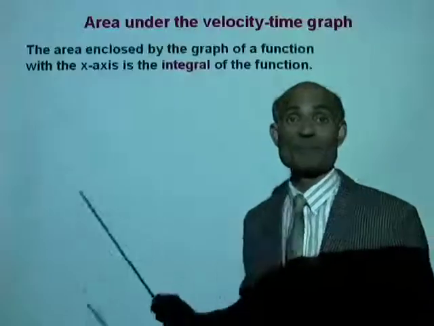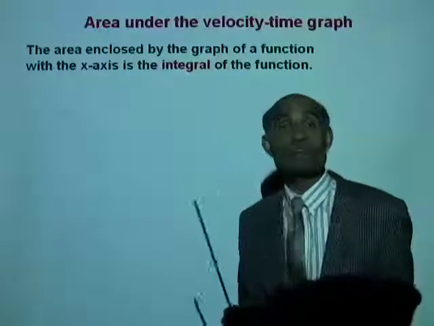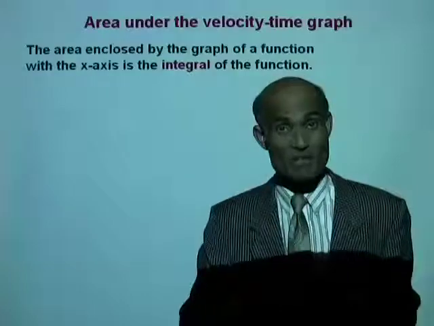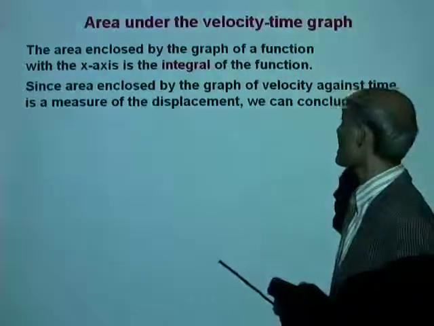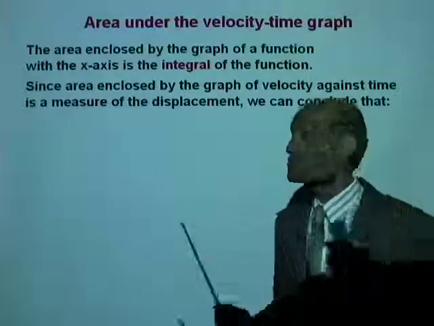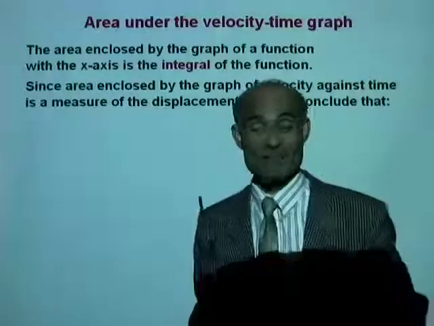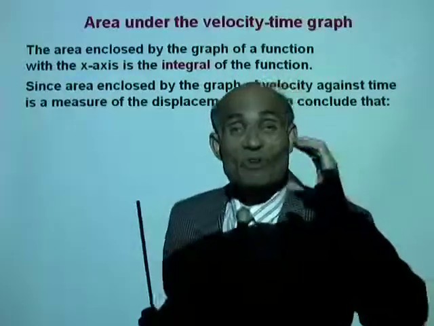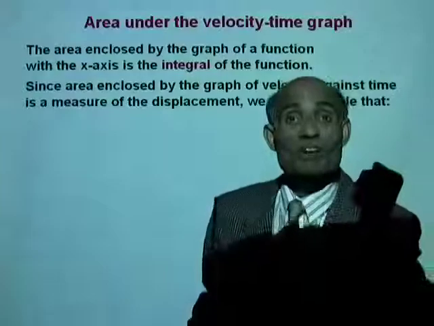Now in calculus, the area enclosed by the graph of a function with the x-axis has a particular meaning. The area enclosed by the graph of a function with the x-axis is the integral of that function. I'm sure you know that. So, since the area enclosed by the graph of velocity against time is a measure of the displacement, what can we conclude from there? We can conclude that if you integrate the velocity function, you get the position function.